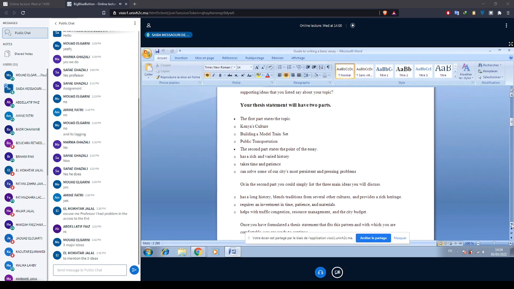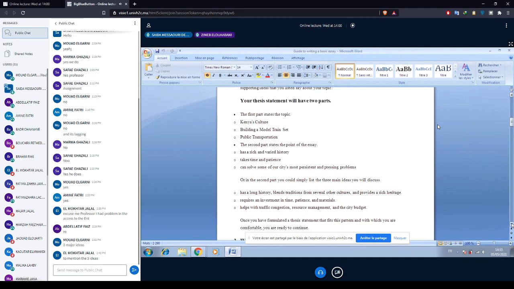Instead of saying, I think that public transportation can solve, no, you don't say I think. I understand it without saying it. So I know that for you, you think that public transportation can solve some of our city's most persistent and pressing problems. Okay, so you see, it's very easy. The thesis statement is very easy. It's just restating the topic and giving a little bit your impression. That's it. Or in the second part, you can simply list the three main ideas you will discuss.